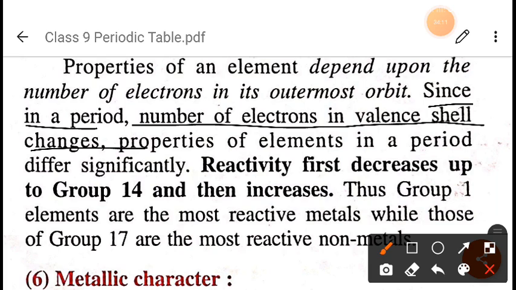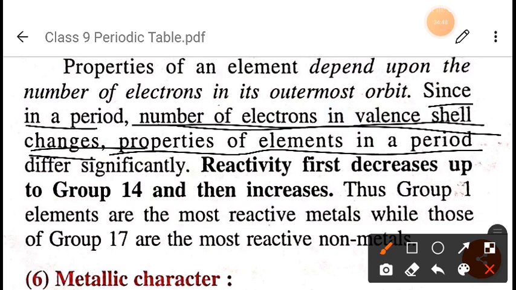For sodium, the number of electrons in the valence shell was 1. For magnesium it has become 2. For aluminum it has become 3. For silicon it has become 4. For phosphorus it has become 5, right? So when we move across the period from left to right, the number of electrons in the valence shell was increasing, right? Since the number of electrons in the valence shell changes, the properties of the elements in a period differ significantly.